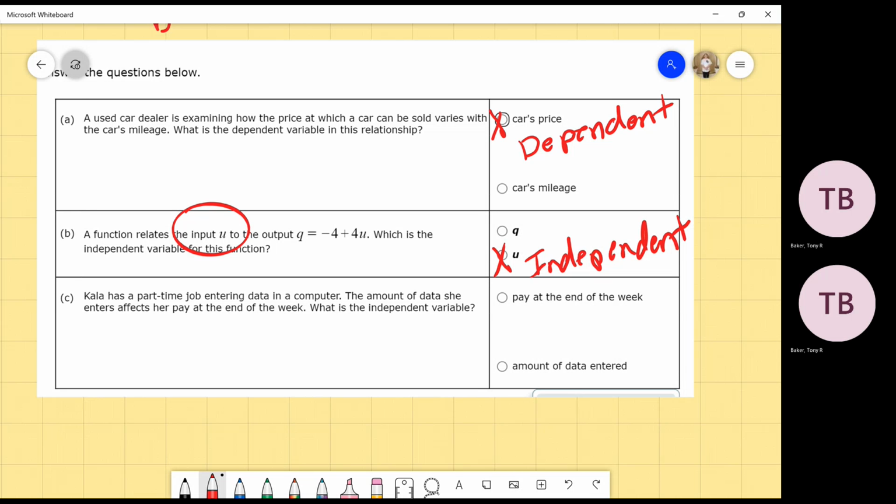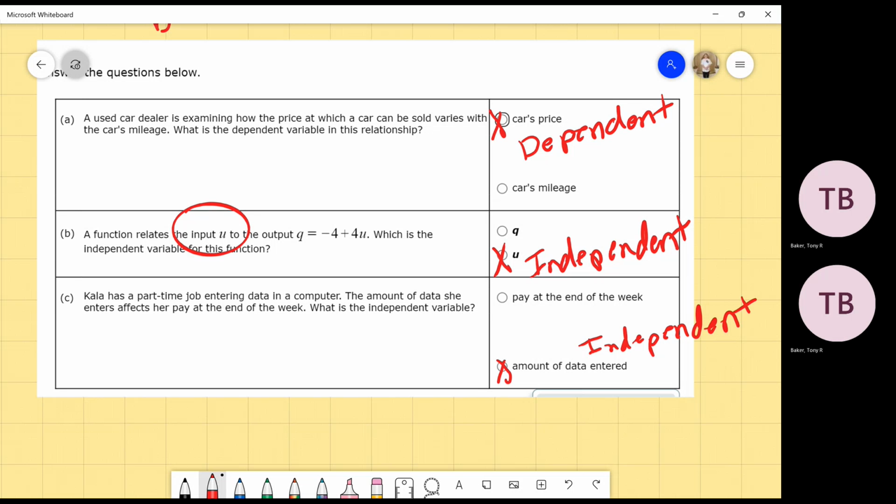So here's another way you can think about it. Does the pay depend on the data, or does the data depend on the pay? The pay depends on your data, right? So then your pay is your dependent variable, because that's the one that depends on it. So that means in this case, the amount of data is my independent variable, because that's what they're asking.